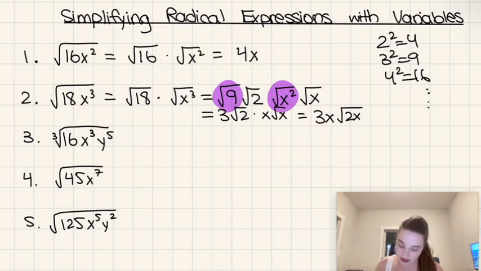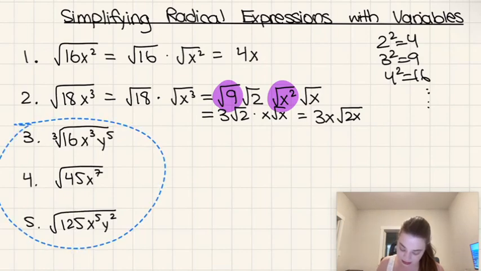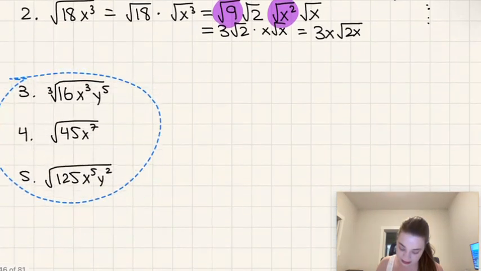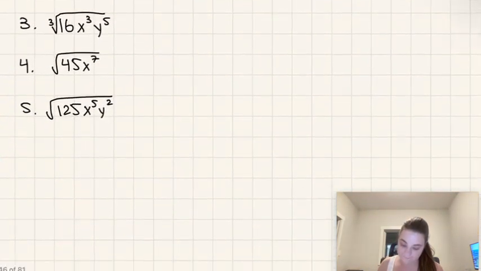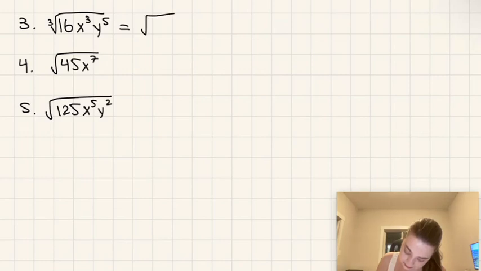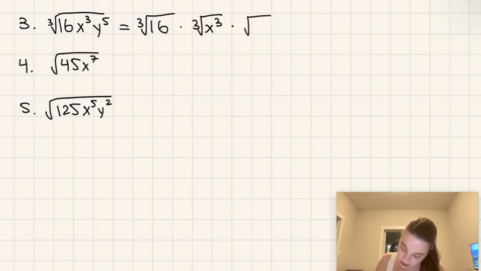All right, let's try number 3. Actually, I'm just going to move these down a little bit because we might need a bit more room than I had anticipated. There we go. Okay, so for this next one, it's now the cube root rather than the square root. In fact, this is the only one that is the cube root from this set. So first thing I'm going to do is separate all of these. So we're going to have the cube root of 16 times the cube root of x cubed times the cube root of y to the power of 5.